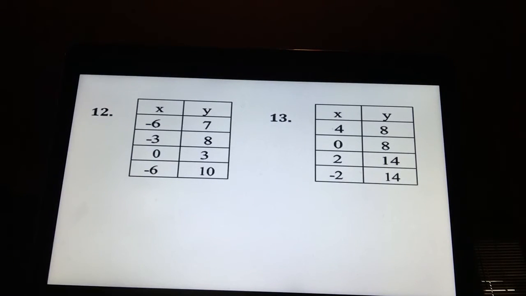Alright, go ahead and do number 12 and 13 on your own. Identify the domain and range and tell me if it is a function or not. Go ahead and do that right now.